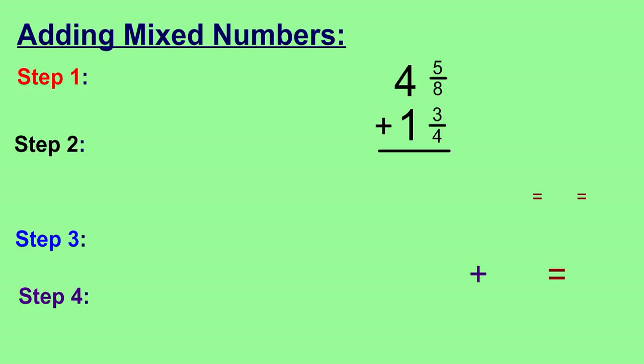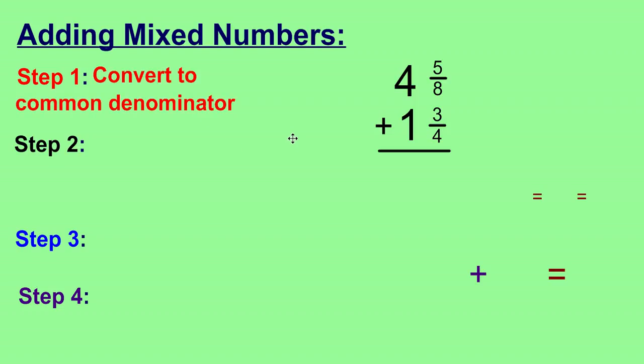First, we want to take a few notes on the step-by-step process that's needed when adding mixed numbers. Very easily, in 4 steps, we can solve any of the problems. Step number 1, we simply want to convert to a common denominator. If they're already common denominators, then there's no need to convert. But if they're different, we have to convert.